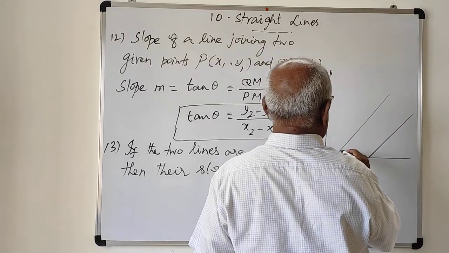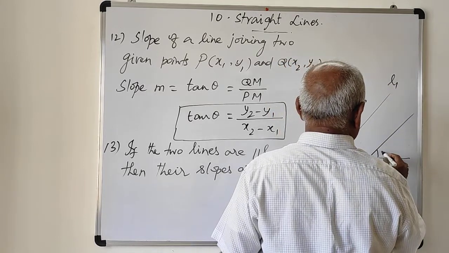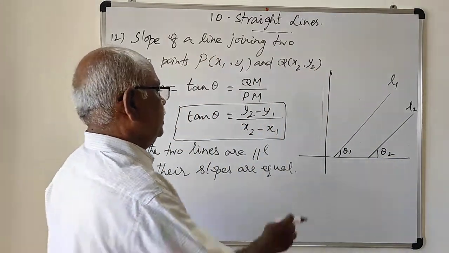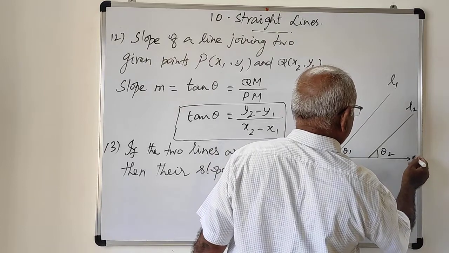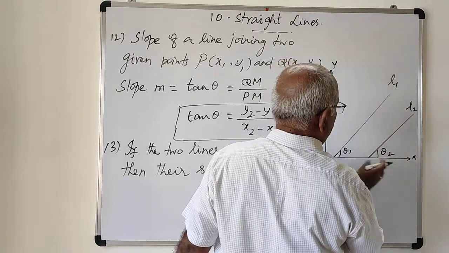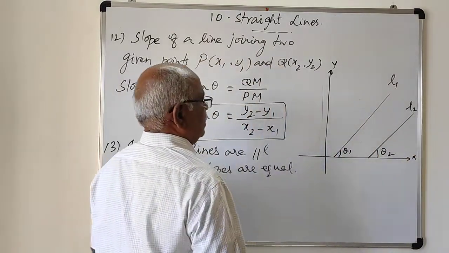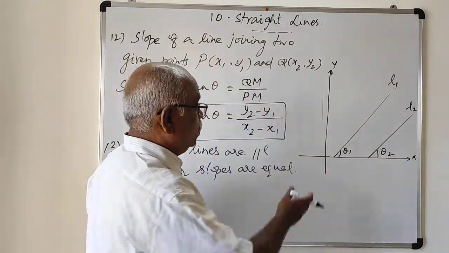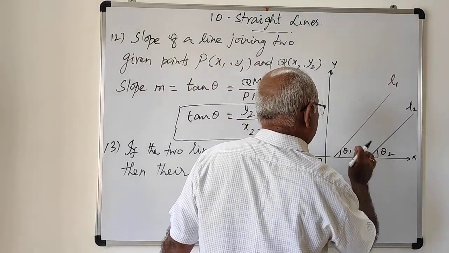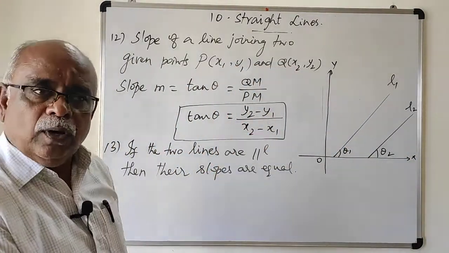These are the two lines. This is theta 1, the line L1, and this is theta 2, line L2. L1 is a line that makes an angle theta 1 in the positive direction of the x-axis, and L2 makes an angle theta 2 with the positive direction of the x-axis. Since L1 and L2 are parallel and OX is a transversal, theta 1 and theta 2 are equal angles. By the parallel lines condition, these two angles are equal.